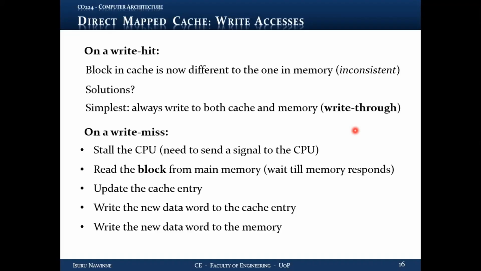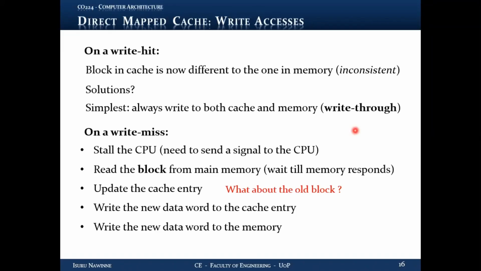you go and update the cache entry. Then we write the new data word into the cache entry. So here the write access deals with the word, whereas what we fetch from the memory is a block, right? So cache has a block. So we update the correct corresponding data word in the cache, and then we write that same data word to the memory as well. So that is the write through policy.